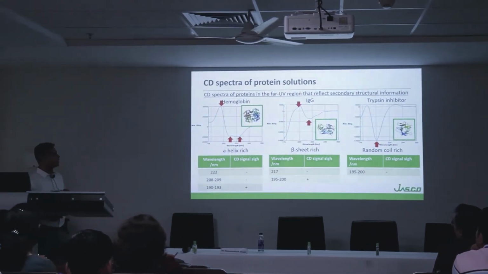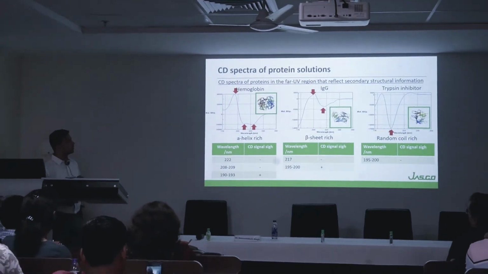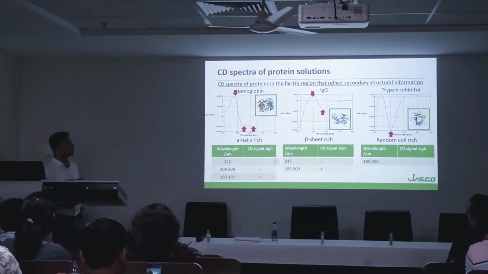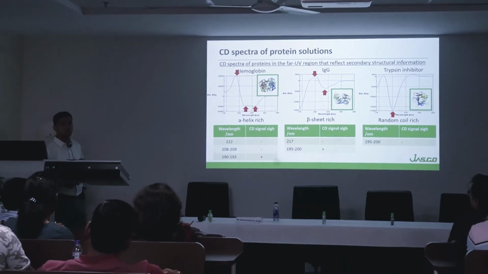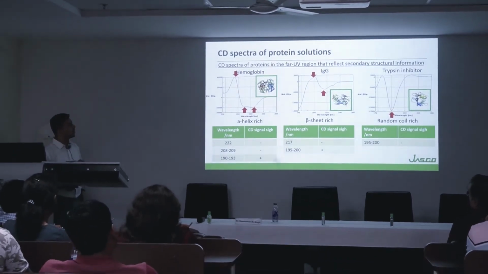If your protein is beta sheets, obviously there is a positive hump in the 195 to 200 region, sometimes we get 202 as well. Then a negative hump at around 217 or 218.